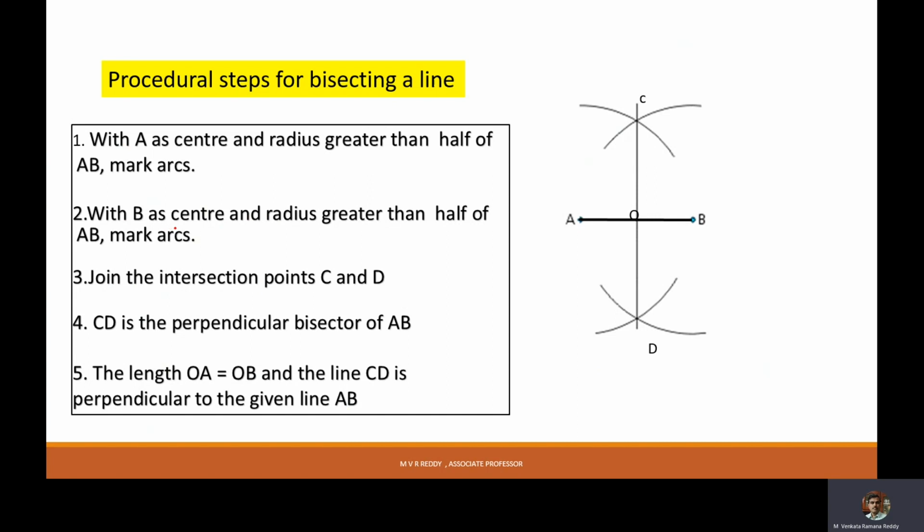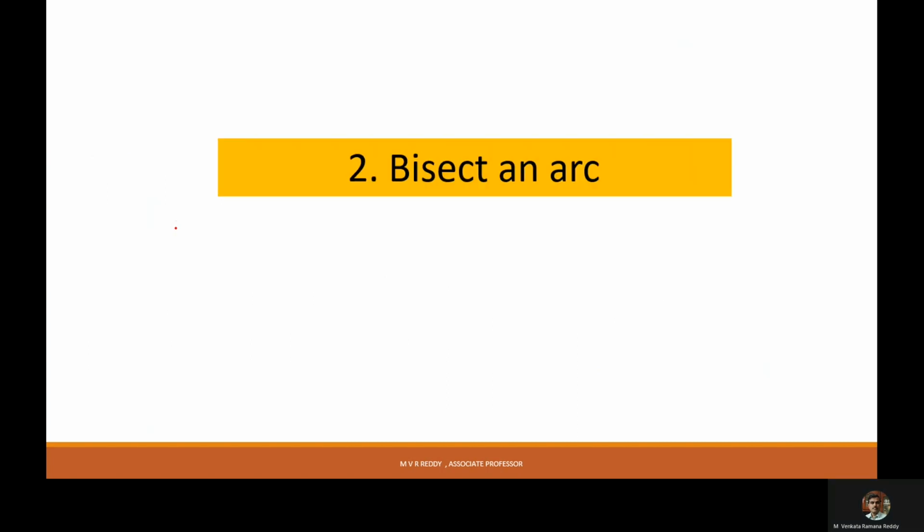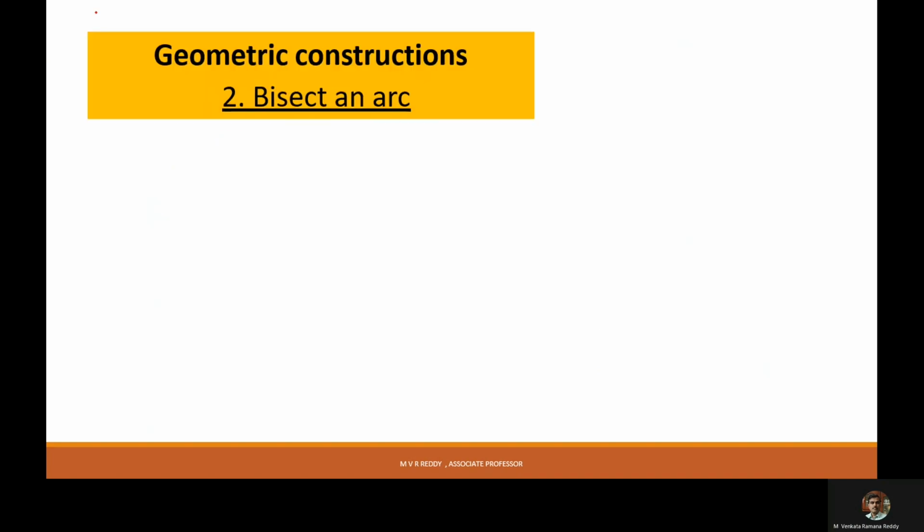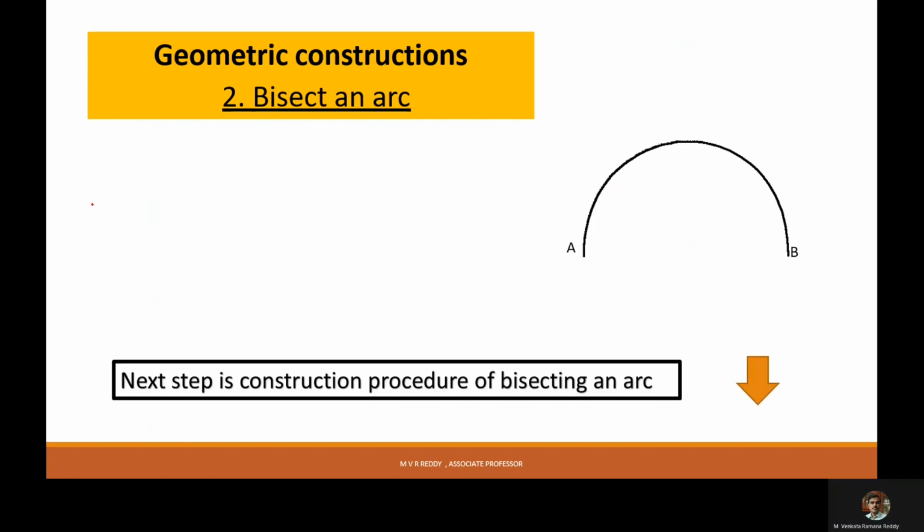Now we'll move towards bisecting an arc. So this arc AB is to be bisected. Now we'll move towards the construction procedure for bisecting an arc.